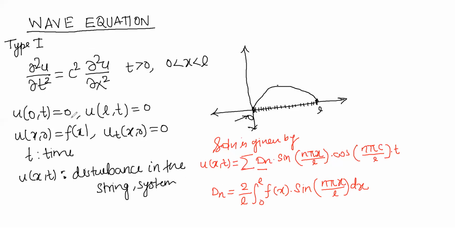Whenever you get a problem, first you have to recognize which type it fits. If it fits type 1, apply this solution; if it fits type 2, apply the solution for type 2, and similarly for type 3. If you do not find these boundary conditions mentioned and the string is not finite, then it is an infinite length string problem, which we will solve using d'Alembert's solution, which I'll cover in my next video. This was for type 1.